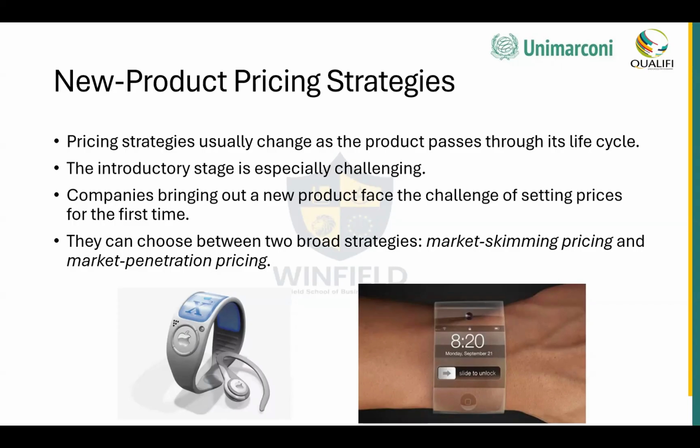Let's say you are absolutely not sure of your price. What sort of actions should you take? This is what you have to do: the market scanning. You have to do a price research, right?